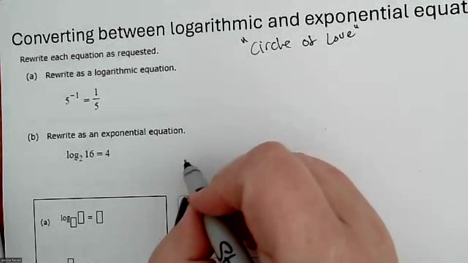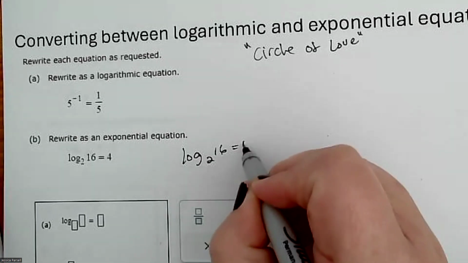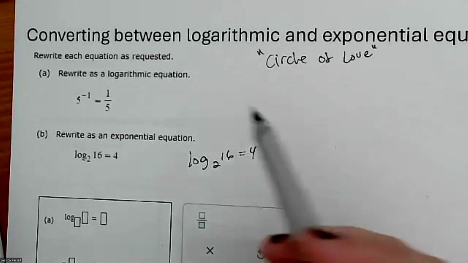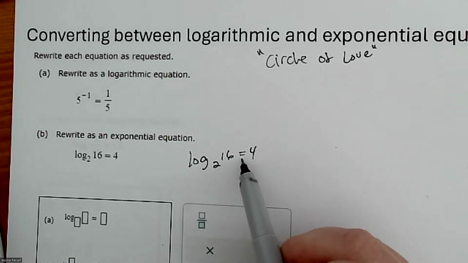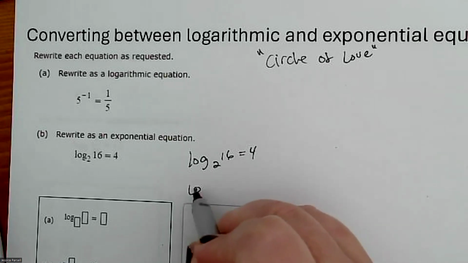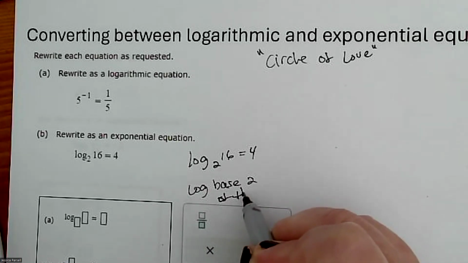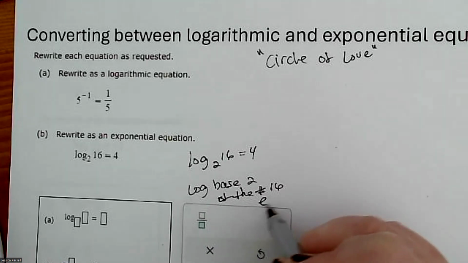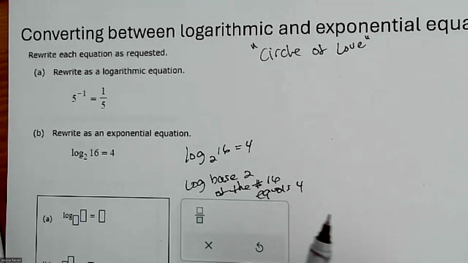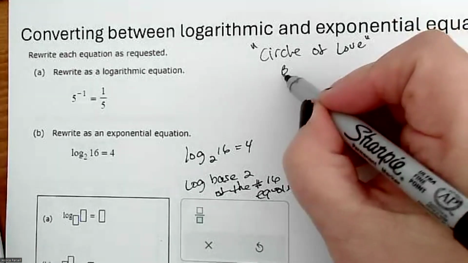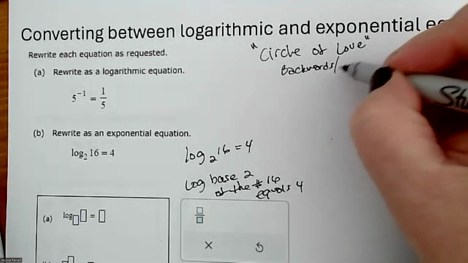So here's how I want you to do it, if you want to learn the circle of love. Here's how you say this statement. Log base 2 of the number 16 equals 4. So I'll write that out. Log base 2 of the number 16 equals 4. We're going to write this in exponential format, and here's the circle of love, and it's always a backwards circle. Or I guess you would call it counterclockwise.